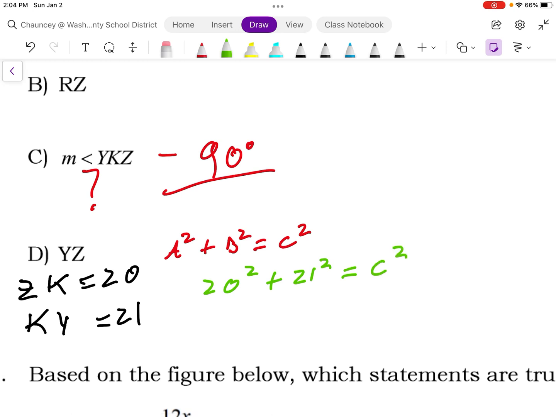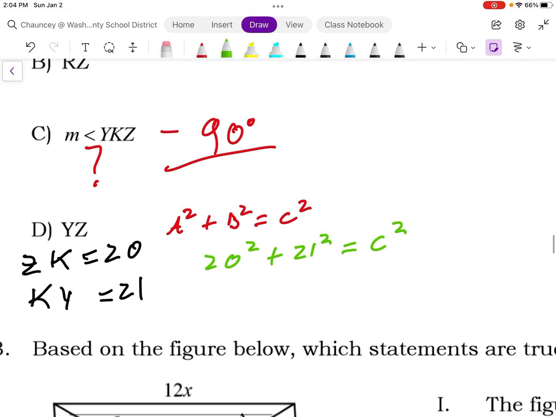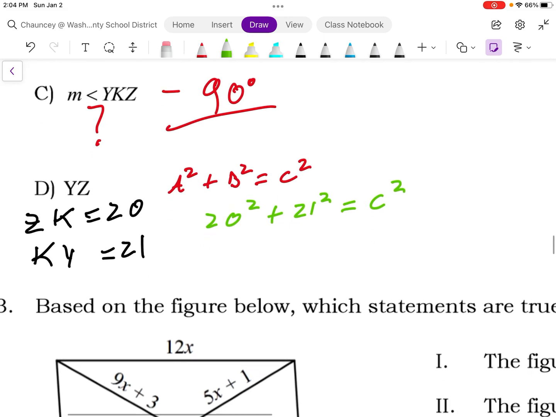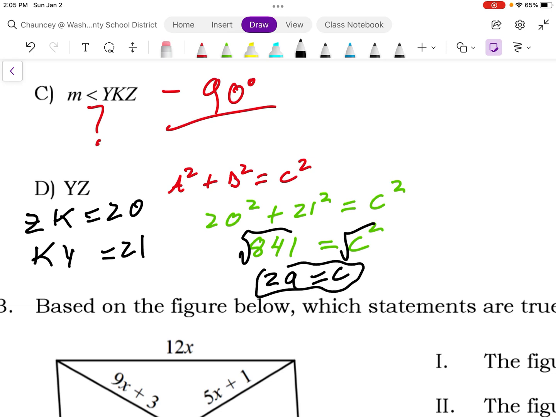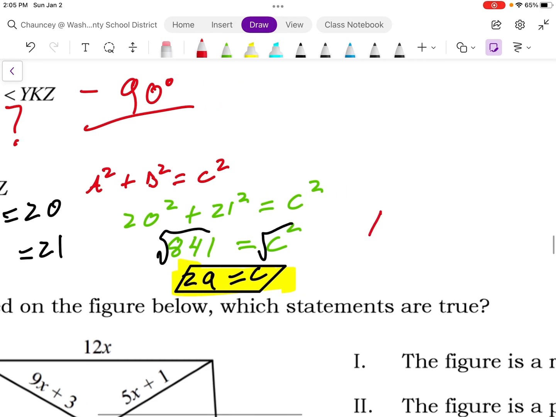Well, what does that become? If you plug that into your calculator, you should get a total of, what did I get here? 841. And that's going to equal your c squared. So now we have to get rid of this. How do we end up doing that? Root it. The square root of 841 will give you 29. And that's going to equal c, or your hypotenuse. And that is your length of YZ. So let's write it out properly. YZ equals 29. Perfect. Okay.